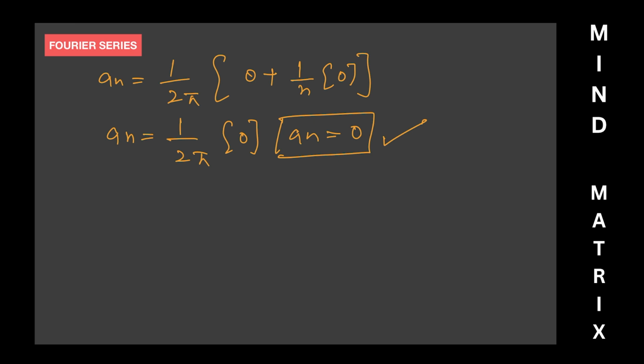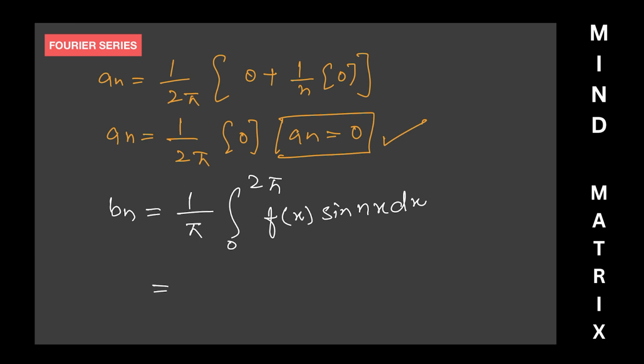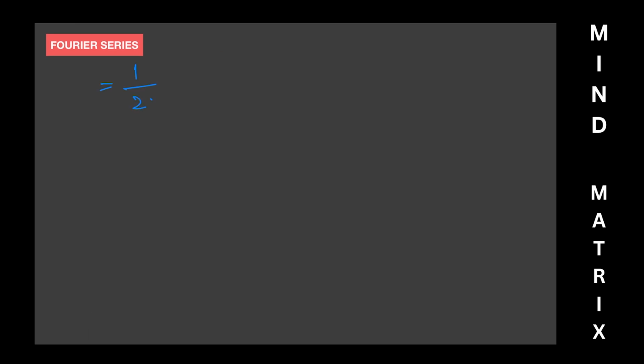Now let's find the value of bn similarly. The formula for bn is 1 over pi integration from 0 to 2 pi of f of x sin nx dx. So putting the value of the function from 0 to 2 pi, we have x by 2 sin nx dx. Now take out the 2 from this integration. We have here 1 over 2 pi integration from 0 to 2 pi of x sin nx dx.